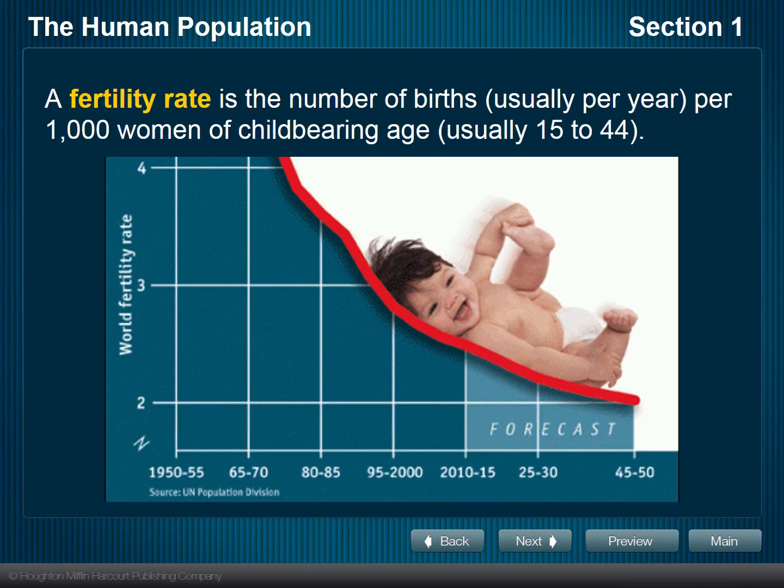A fertility rate is the number of births, usually per year, per 1,000 women of childbearing age, which is usually ages 15 to 44. Replacement level is the average number of children each parent must have in order to replace themselves. This number is slightly more than 2 because not all children born will survive and reproduce.